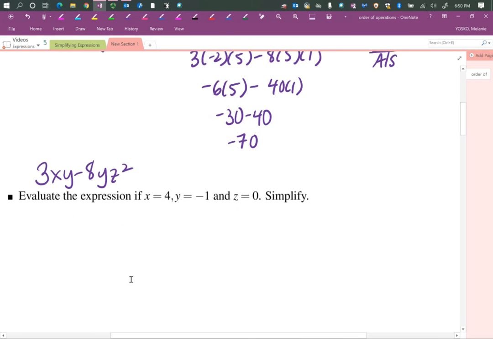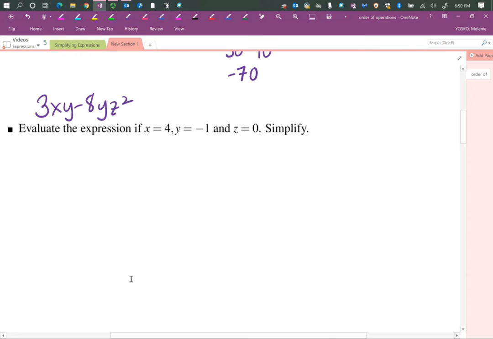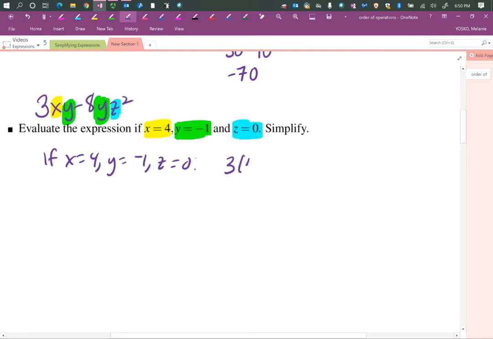Okay, let's try another one. Evaluate the expression if x equals 4, y equals -1, z equals 0. So instead of this x, we're going to replace that x with a 4. Instead of this y, we're going to write -1. And instead of the z, we're going to write 0. And I forgot a y, this y as well. So we'll have 3 times 4 times -1 minus 8 times -1 times 0 squared.